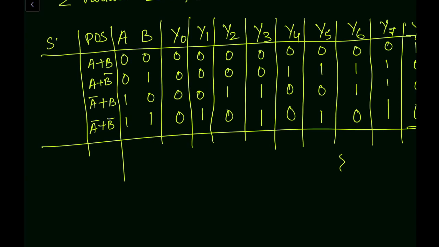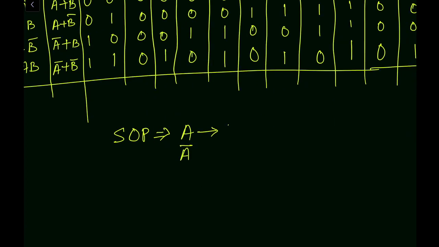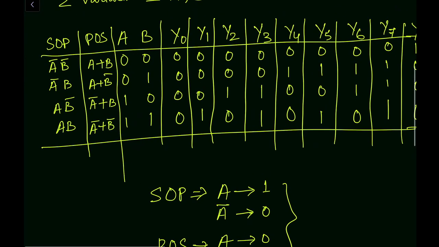Now let us write down the sum of product expressions for these input variables. So we have 0 0, this means a bar b bar. Next we have 0 1 means a bar b. 1 0 means a b bar, and for 1 1 we have a b. Why are we writing this? In the case of sum of product, if we write a, this means 1 value. When we write a bar, this means 0 value. In the case of product of sum expression, if we write a, this means 0, and if we write a bar, this means 1. Okay, so using these values we have written these Boolean functions.